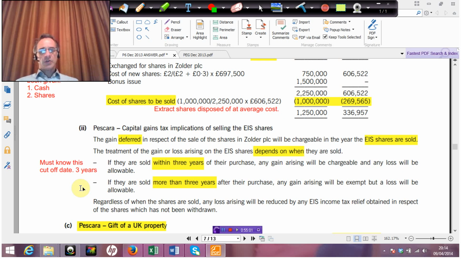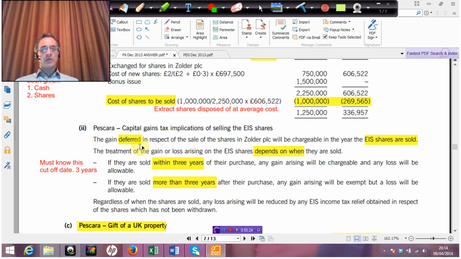Okay, so now there are several implications, and this is fairly detailed, and we need a few marks for it. But really, the first one to be clear on is we've deferred a gain up above. In B1, we deferred a gain. Yeah, it could be any gain on anything. We deferred it because we utilized the 50k's worth of EIS deferral relief.